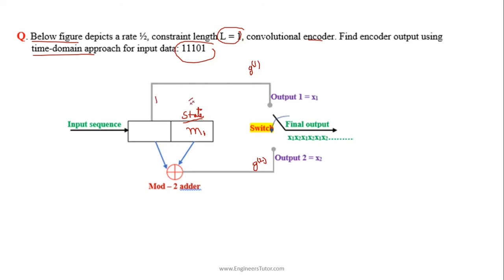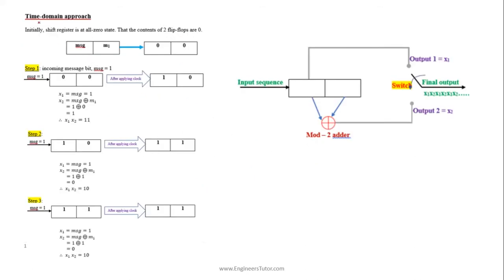Here this is 1, this is 0. Here this is 1, 1. So we simply take the convolution of the input sequence and these impulse responses. This is simple to calculate. The time domain approach to find the encoder output is given below. Initially the shift register is at the all 0 state. That means this will be 0 and also this will be 0.